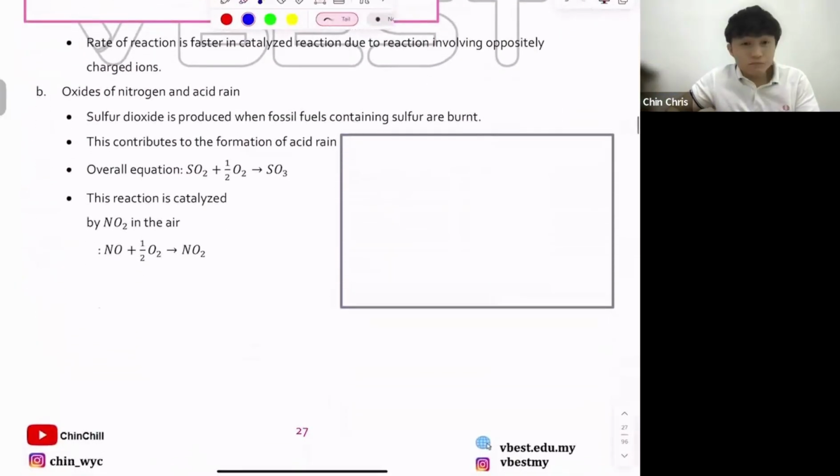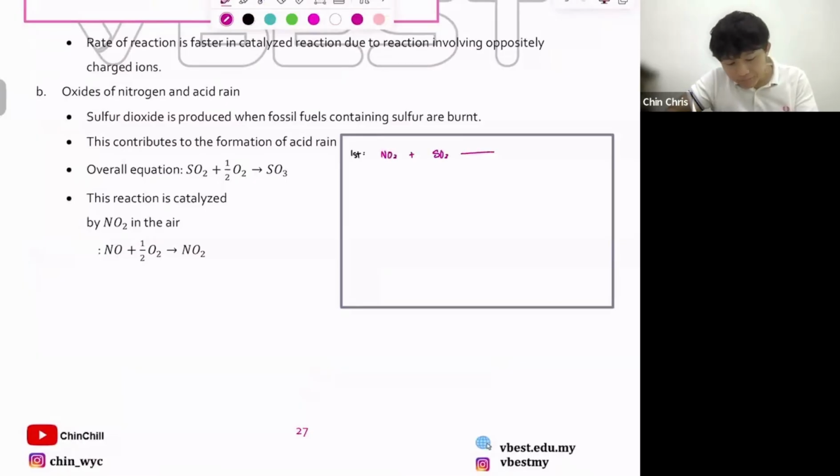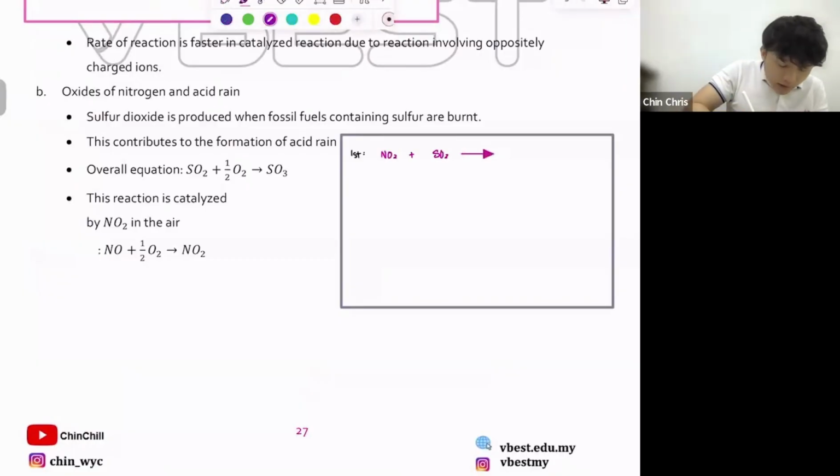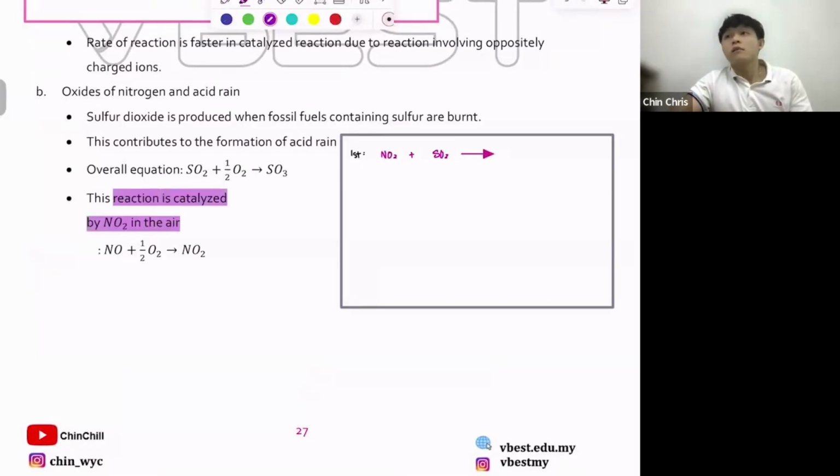Okay, guys, next. Again, we have oxides of nitrogen in acid rain. So, guys, I'm going to give you the first step. I want you to complete it in two steps. First step, NO2 plus SO2. And guys, highlight the words: the reaction is catalyzed by NO2. So that means my NO2 must be reformed, right?